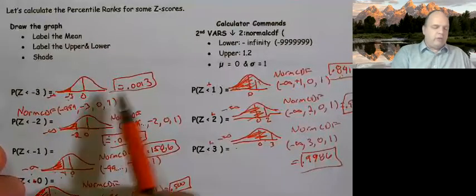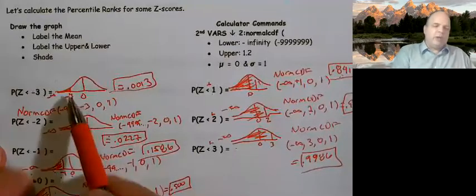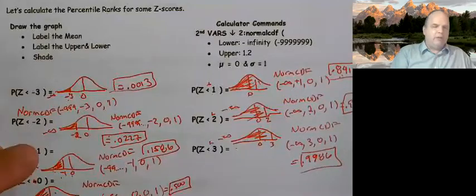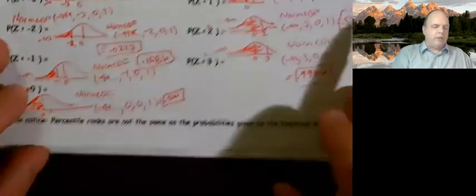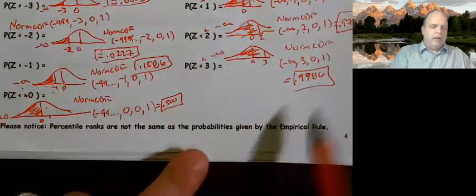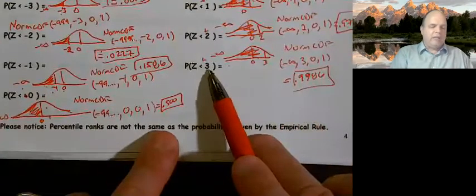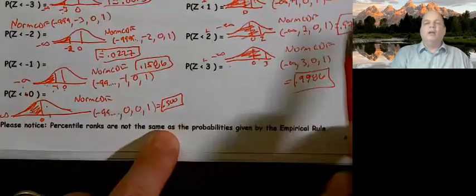So these are what these are. These are all percentile ranks. They're also probabilities, but they're percentile ranks because we went from negative infinity up to each value. And please notice, percentile ranks are not the same as the probabilities given by the empirical rule. And we can see that because this 3 is not 99.7. This 2 is not 95%.